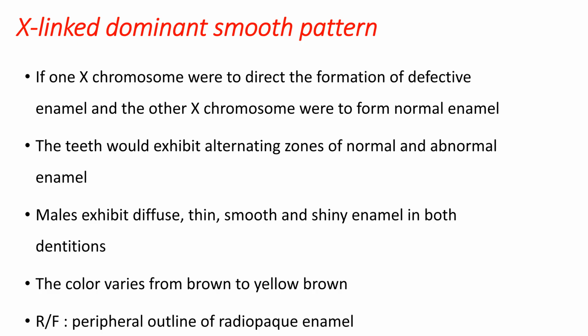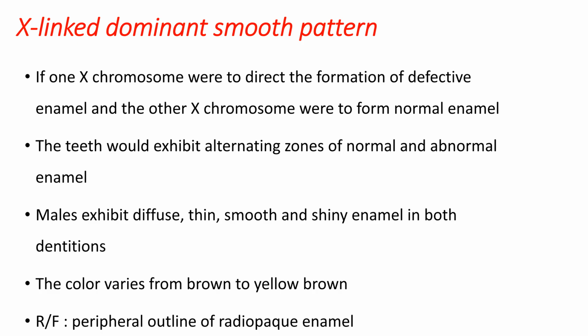Then X-linked dominant smooth pattern. On approximately the 16th day of embryonic life, in all individuals with two X chromosomes, one member of the pair is inactivated in each cell. As a result of this event, females are mosaics with a mixture of cells, some with active maternal X chromosomes and others with active paternal X chromosomes. There is usually a mixture of approximately equal proportions.